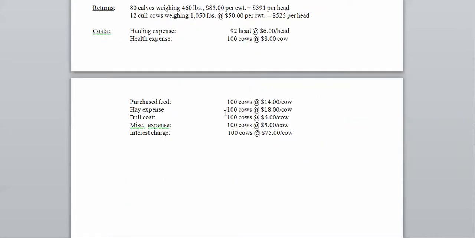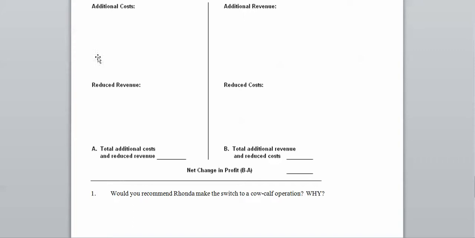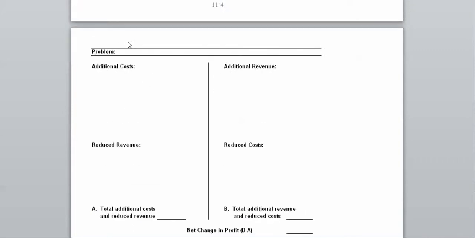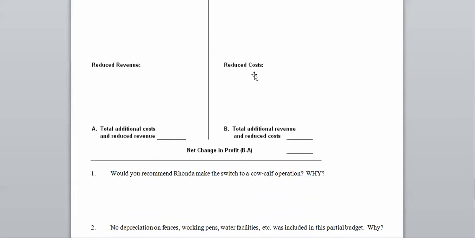So, we need to figure out which are pluses, which are minuses. Additional costs are all minuses, additional revenue and reduced costs are pluses.